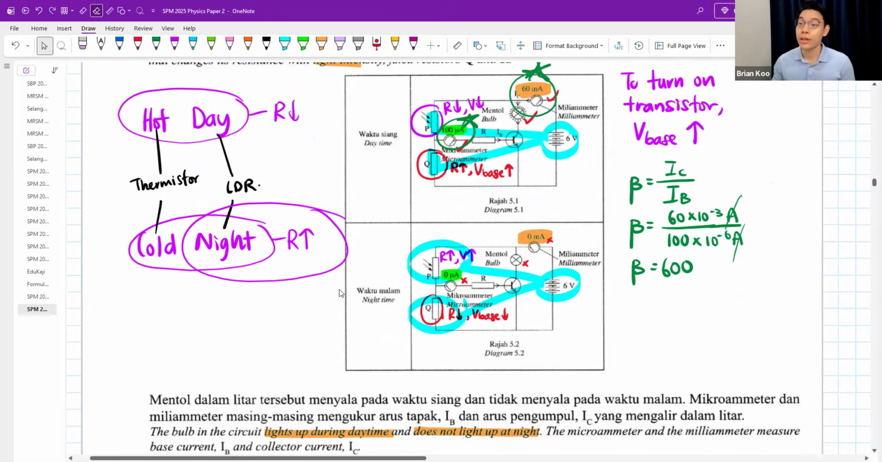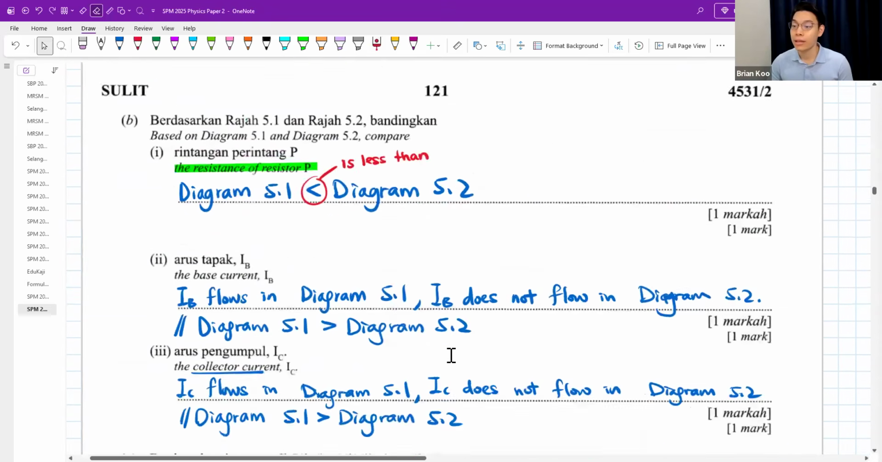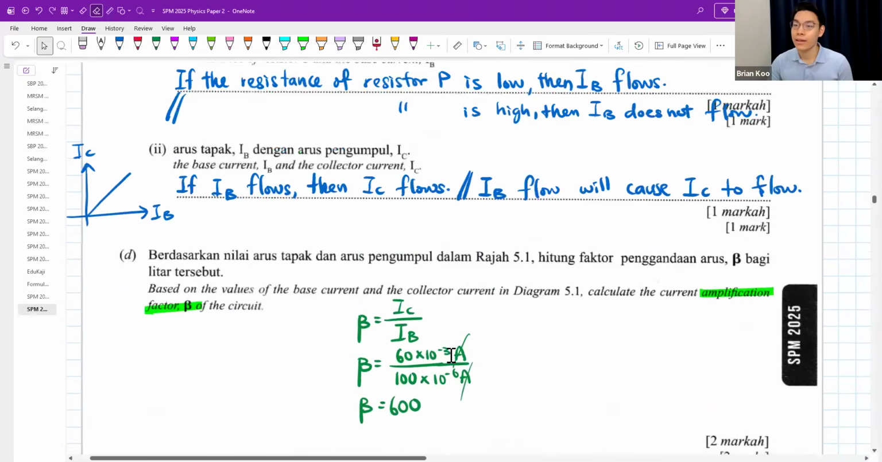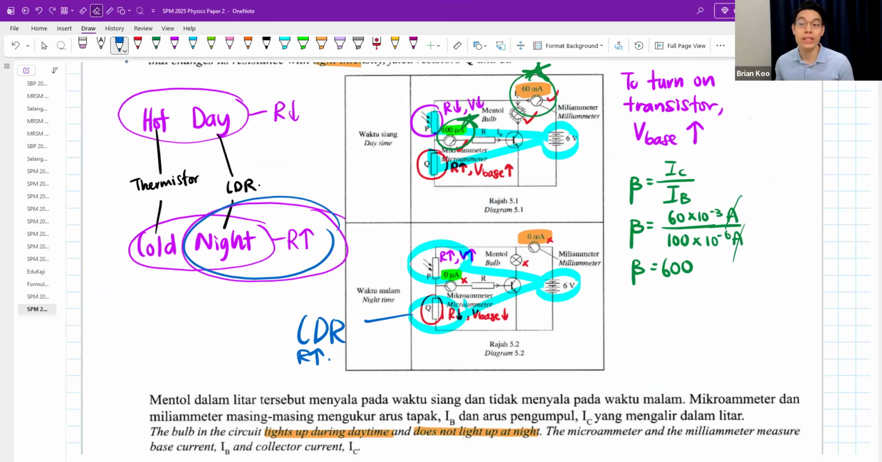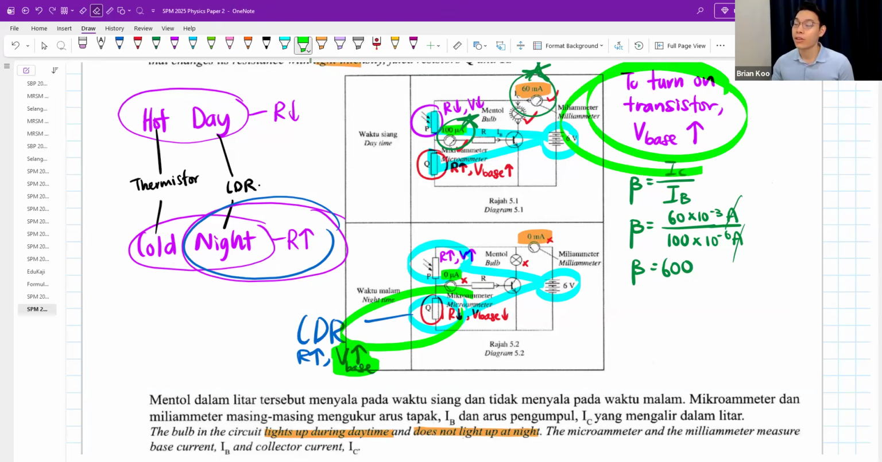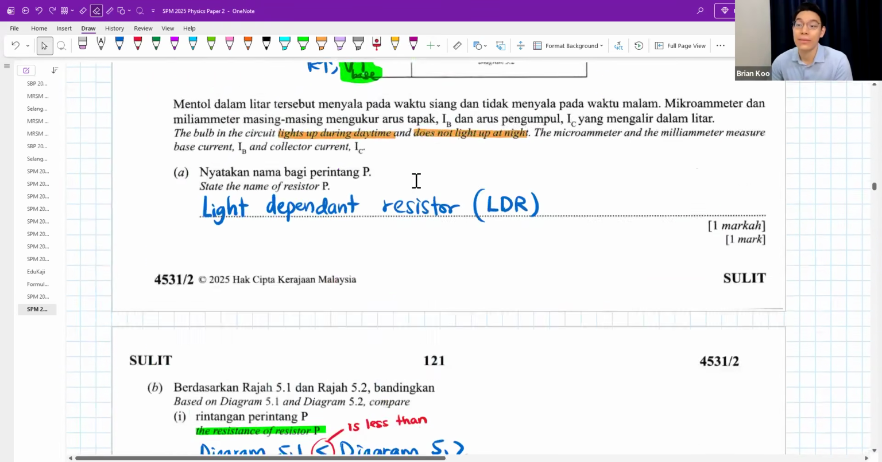If you want proof, they say how to make it light up at night. When it's night time, you put your LDR here. The resistance during nighttime will increase, so the voltage here will increase. This is the base voltage. As long as your base voltage here is high enough, you can turn on your transistor already. Then the bulb is going to light up already. I just need to focus on the base. Base needs to be high enough. Okay. So you just have to swap, then can work already.